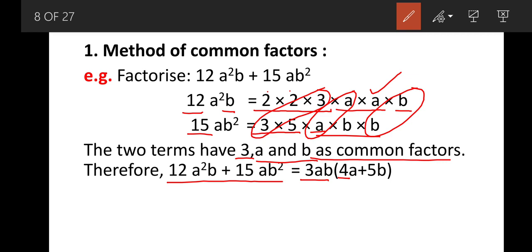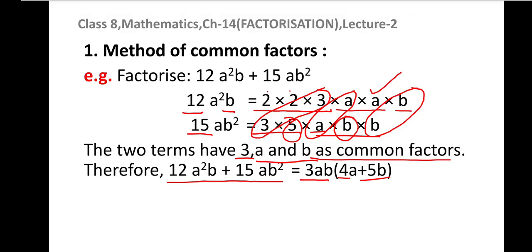Now out of this 15ab square, 3ab we have taken out. What is left? This 5 and this b. So plus 5b will be written inside the bracket. This is the method of common factors. You need to write down the factors of every term, then take out the common factor, and then write down the rest of the terms inside the bracket to get the answer.